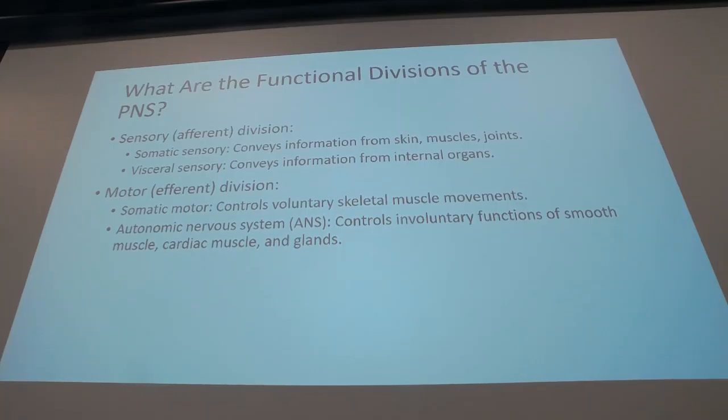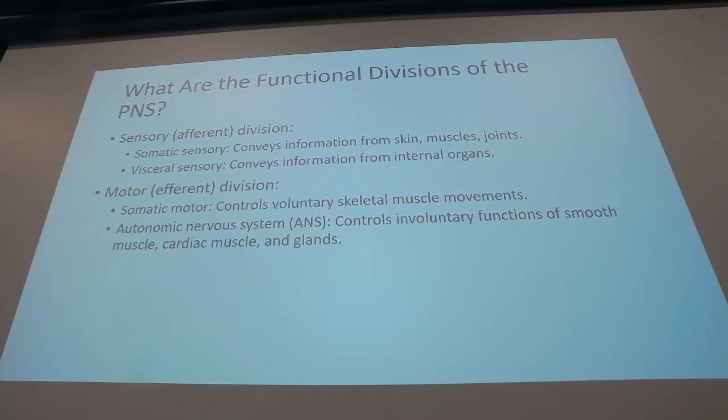If you ever had a spider or a bug crawling through your skin, it feels ugly, especially if you are unaware. That information is carried by the somatic, because it's coming from the skin, and it's sensory. It's part of the afferent division of the PNS.